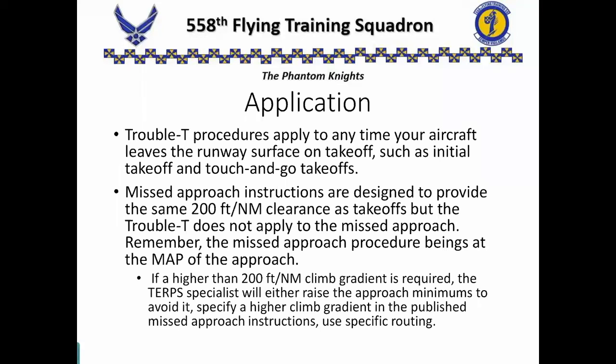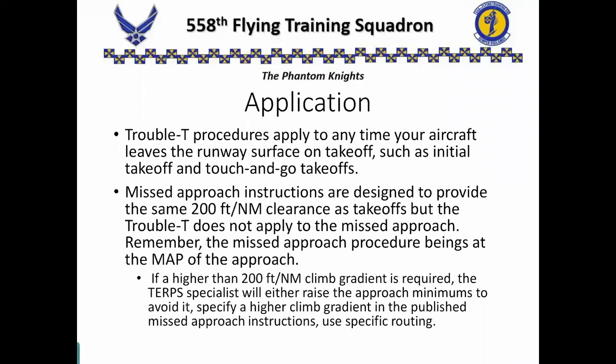Remember that the missed approach point is at or before the approach end of the runway in most cases, while for our initial takeoff, we're looking at the departure end of the runway. So the TERP specialist in the first place has some additional distance that he can use until he gets to the obstacle. And that also starts not from the runway surface, but from our either decision altitude or MDA.